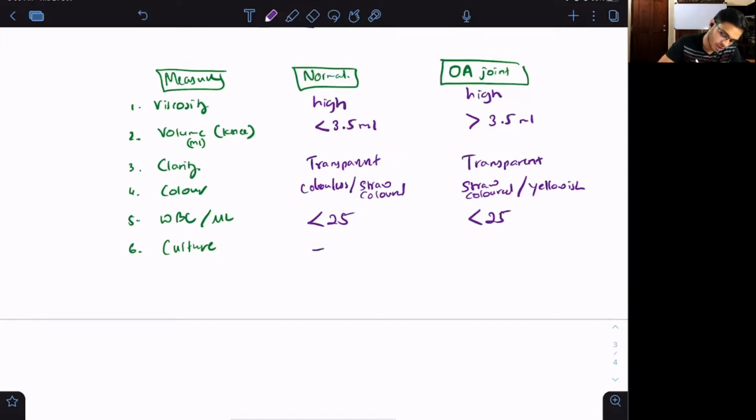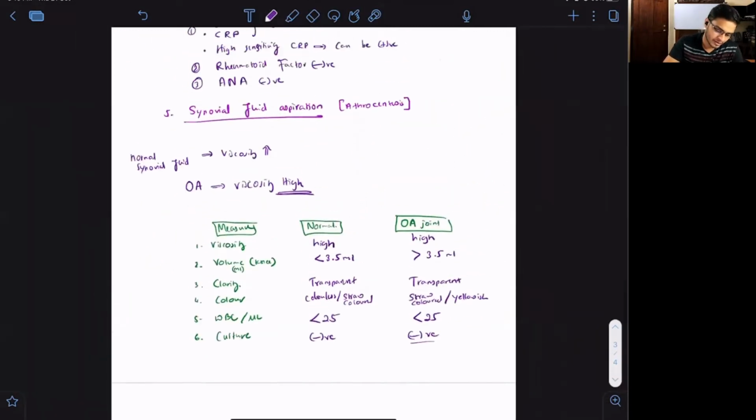Culture. If you culture this, obviously this will be negative. Did we talk about any pathogens coming in? No. That is infective arthritis, or septic arthritis, and we are not going to talk about those. Cultures are going to be negative. Is this clear?